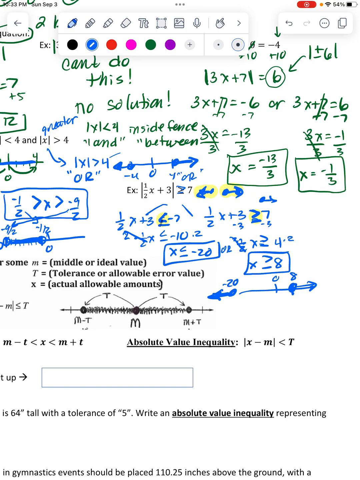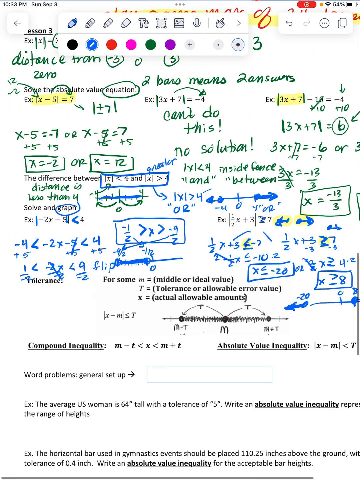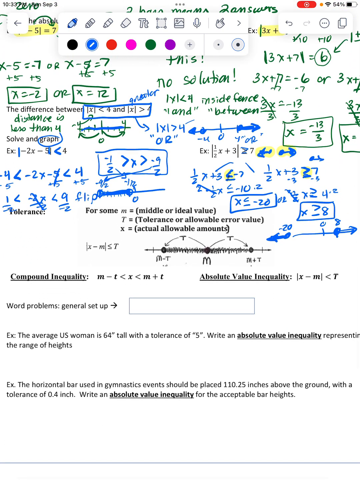So you really want to solidify in your brain these kinds of situations. What do I do if I have absolute value less than? I stay inside the fence, I get an in between. And what if my absolute value is greater than? Then I'm going to get an or statement where the distance is on the outside of the fence, so it's going outward. So do what you've got to do to learn that.